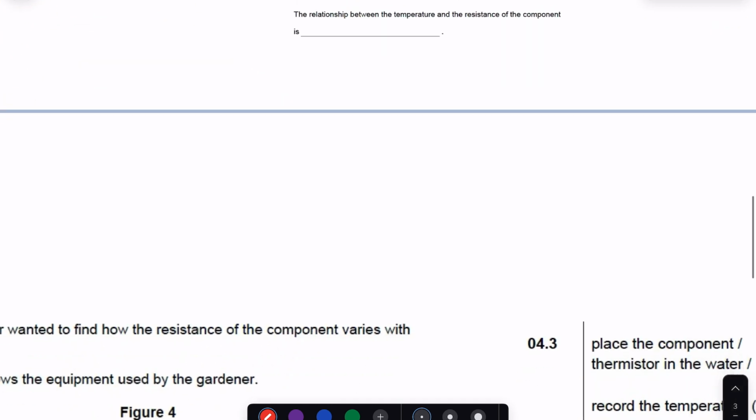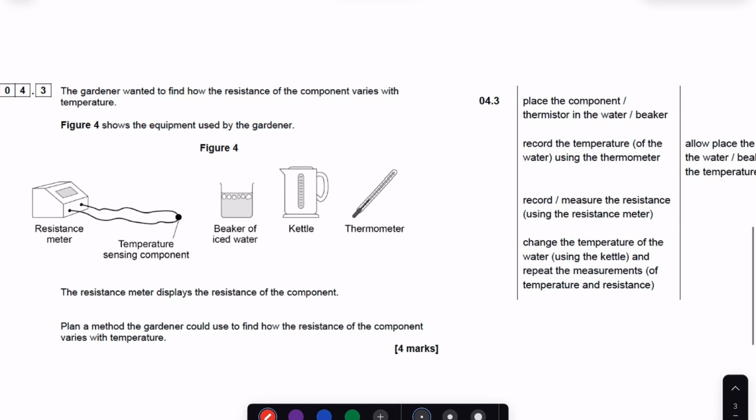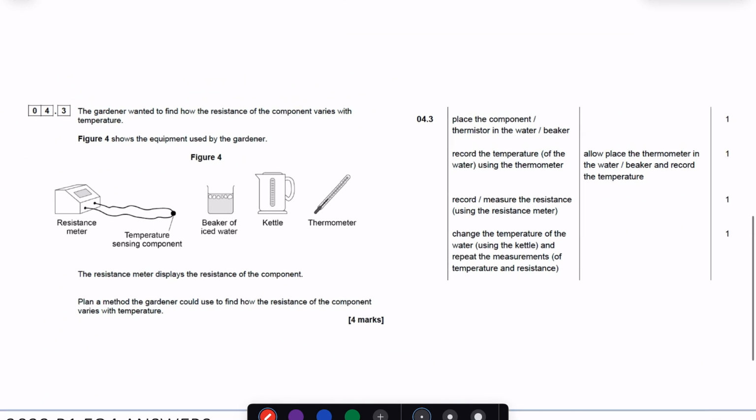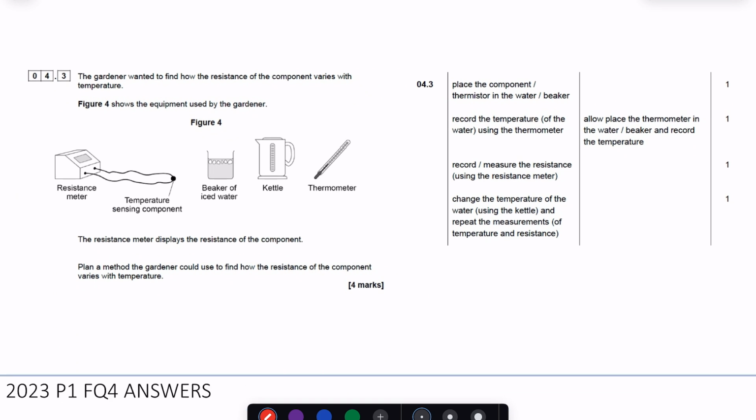Okay, so I'm going to go down here now and show you the mark scheme and show you why you can get these 4 marks. All you've got to do is, first of all, say I'm going to put this into the water. I'm going to measure what the resistance is with my resistance meter, and I'm going to measure the temperature using a thermometer at that same point. And then finally, I'm going to change the temperature by putting hot water from the kettle in. And I'm going to measure the resistance and the temperature again using the resistance meter and the thermometer. So that's basically the experiment.